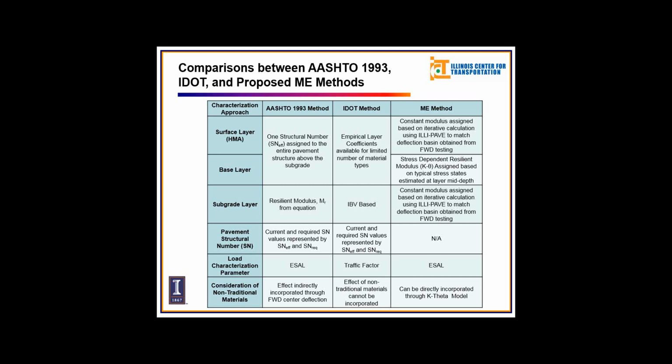And in our ME method, we assign a constant modulus for the surface layer. Then we use the K-theta model to describe the base layer, and we also assign another constant modulus to the subgrade layer. And also in the ME method, the consideration of non-traditional materials can be directly incorporated through the K-theta model, whereas the IDOT model is not capable of considering the effect of those recycled materials. And for the AASHTO method, the effect can be indirectly considered somehow through FWD center deflection.